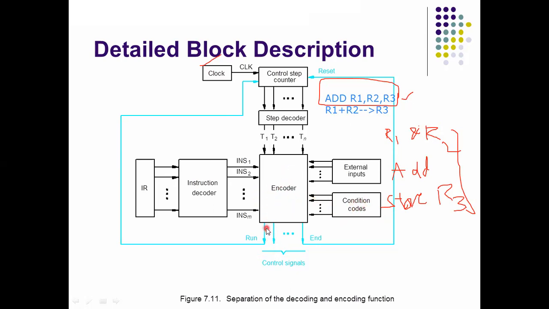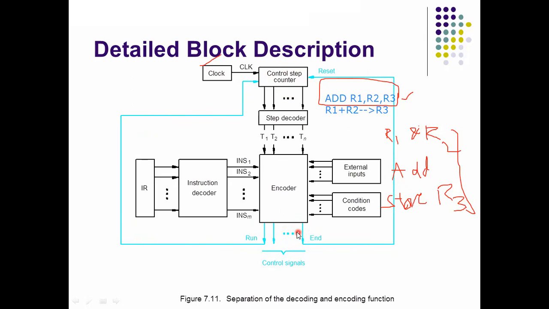Here we are using this run control signal. What is the purpose of the run control signal? Whenever run is equal to 1, this counter will be incremented by 1. The counter is incremented by 1 whenever the run control signal is 1. Whenever the run control signal is 0, the counter will be terminated here.